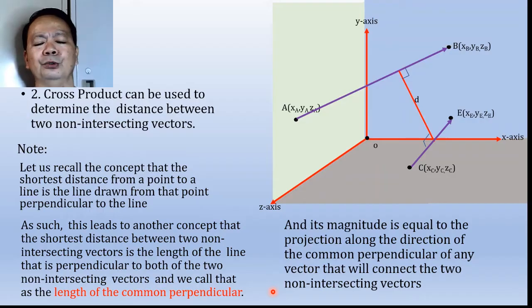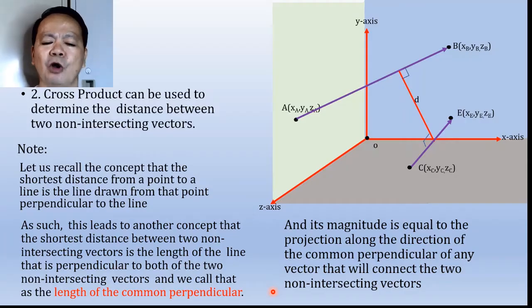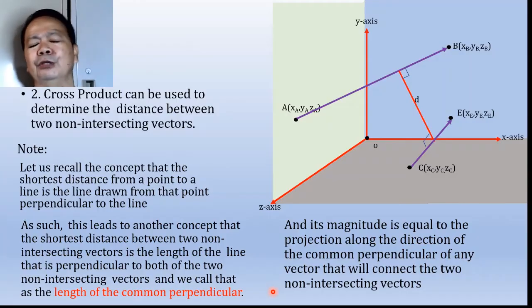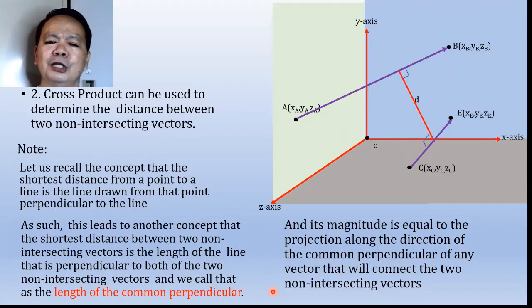Now, how are we going to determine its magnitude? The magnitude of that shortest distance or length of the common perpendicular is the projection along the direction of the common perpendicular of any vector that will connect the two non-intersecting vectors. So how are we going to interpret that? Ang sabi dito, yung daw magnitude ng common perpendicular ay siyang projection ng anumang vector that will connect the two non-intersecting vectors, along the direction of that common perpendicular.